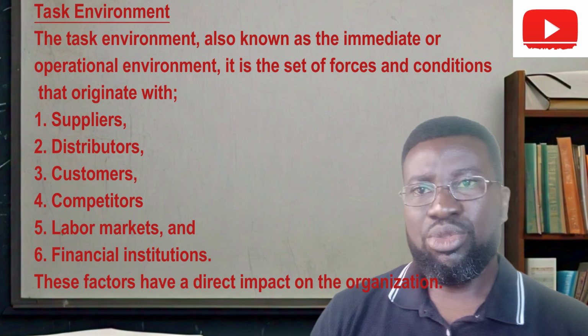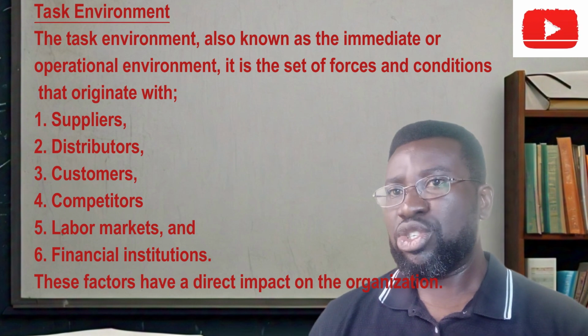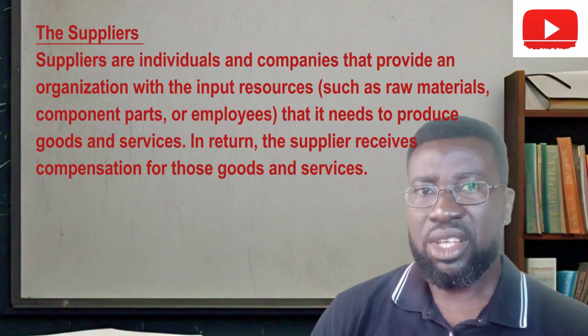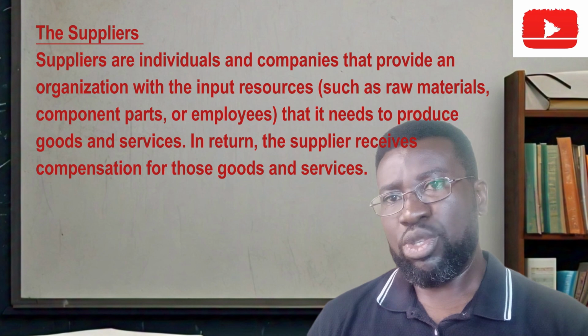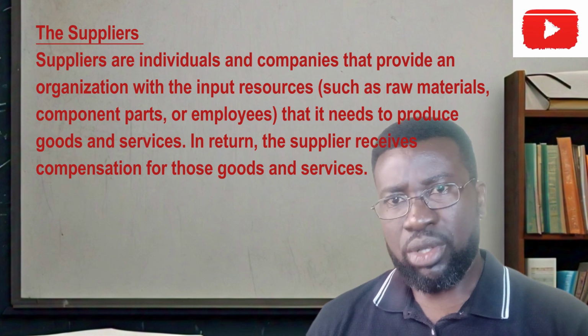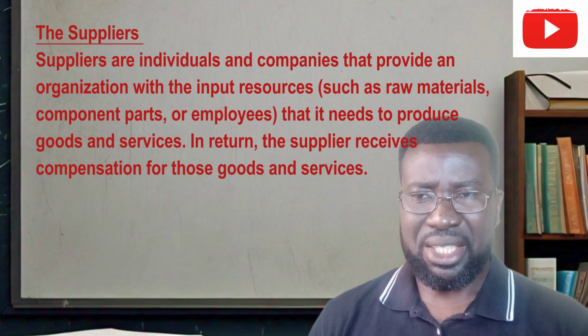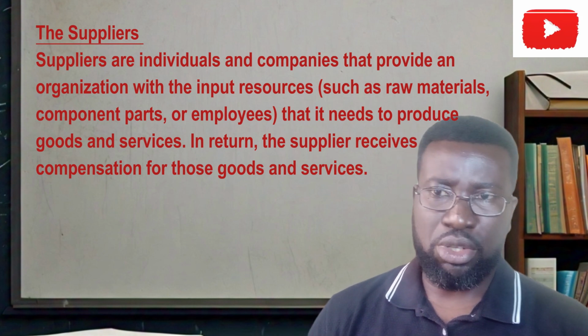Suppliers provide necessary resources. Suppliers are individuals and companies that provide an organization with the input resources such as raw materials, component parts, or employees that it needs to produce goods and services. In return, the suppliers receive compensation for those goods and services. Another element in the task environment is the distributors.